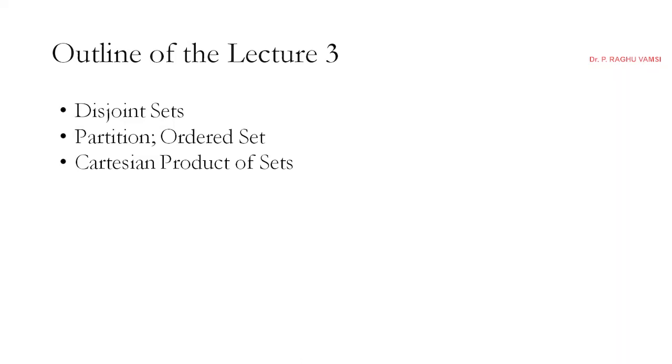So we'll start with the lecture that is disjoint sets, partition, that is partitioning of the sets, ordered sets. We have seen so far the sets are unordered. You can write in any order, but there is some terminology available which is called ordered sets, or we can also say those are also said to be n tuples. That we'll see afterwards. Cartesian products of the sets.